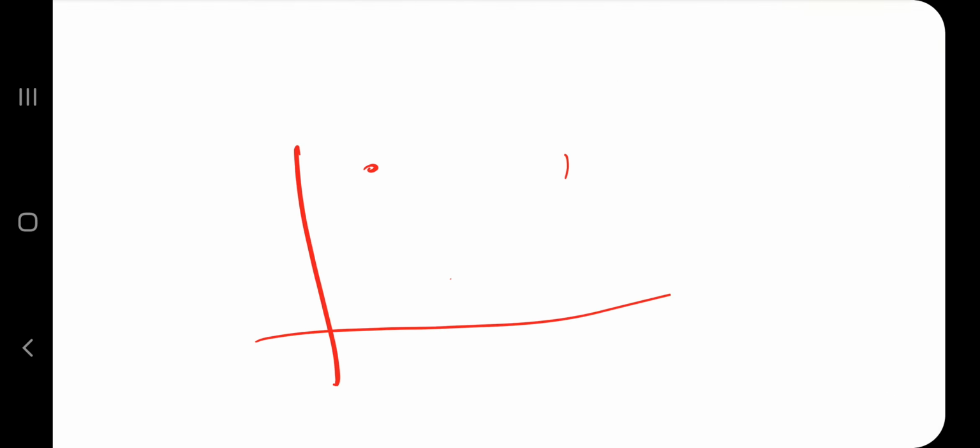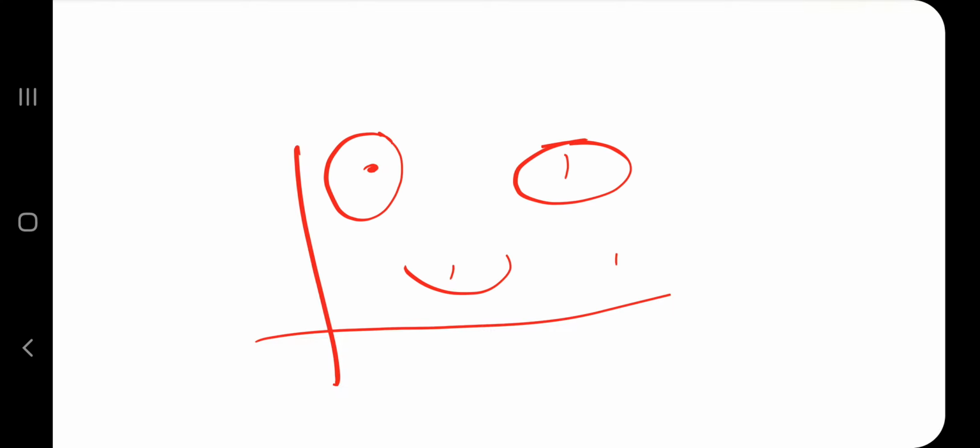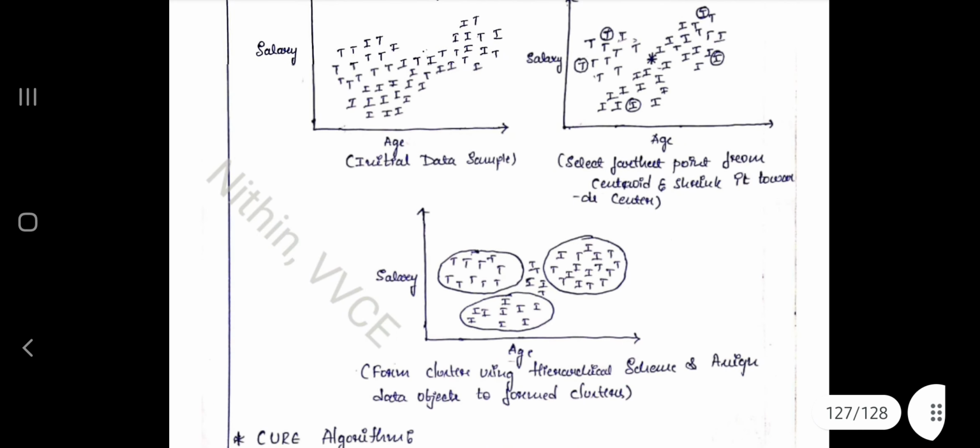CURE means clustering using representatives. Representatives means the random points you took. You are clustering based on the representative values. That's all. CURE and BIRCH, that is all you have to write. The algorithms I will discuss in a separate video, along with the numericals regarding them.